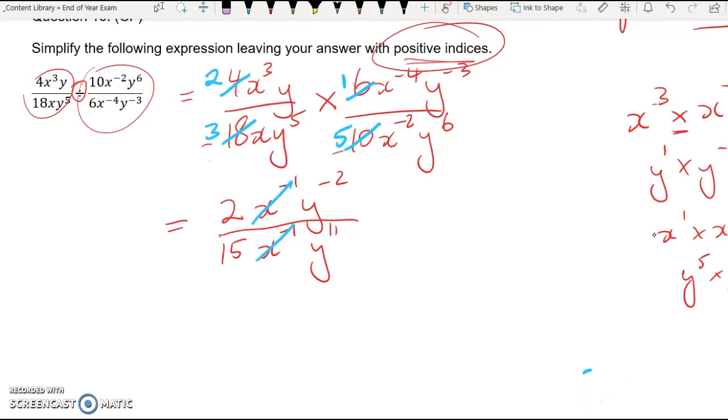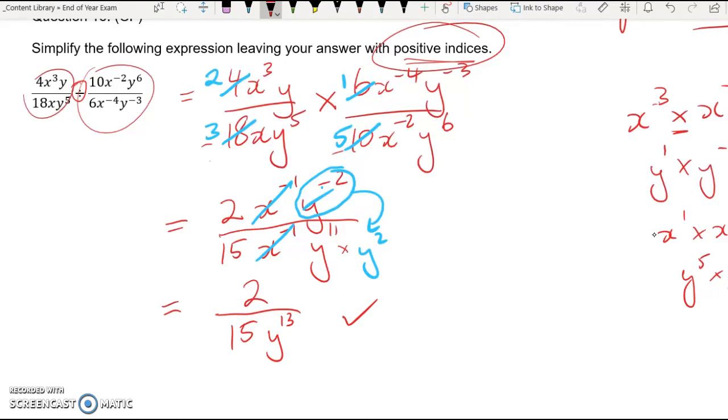Then if we look at the y variables, we've got a negative power there. To make a negative power a positive, you simply put it down on the bottom and change the power to be positive instead. So I'm going to leave the 2 up the top there. It stays up there. The x is gone. That y is going down to the bottom, and it's going to be y to the power of positive 2 there. So that'll end up giving 15 on the bottom. Then we're going to have y to the power of 13, because that's a times in there. That's your final answer.